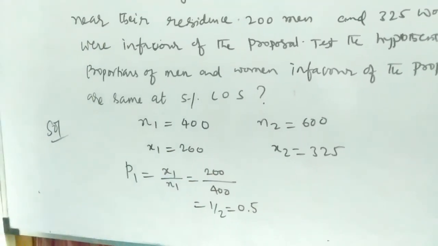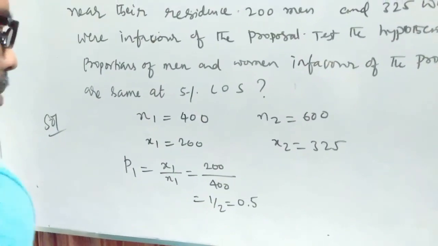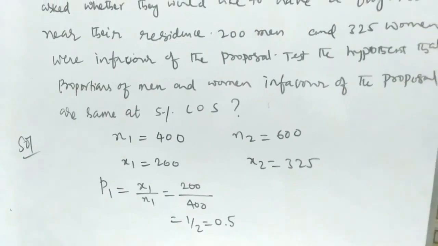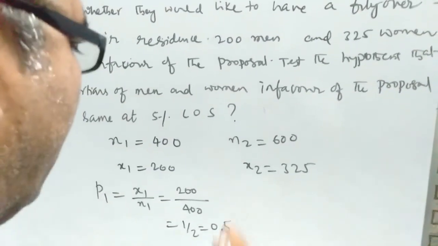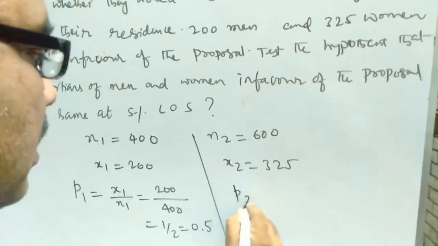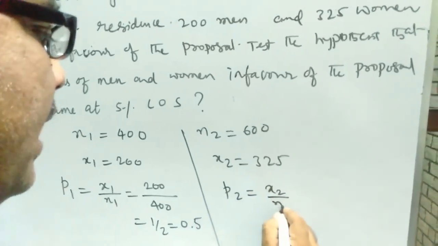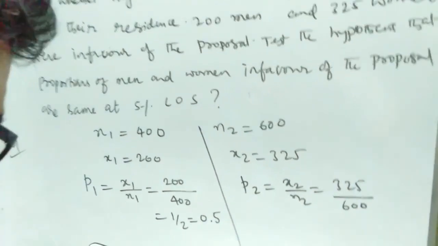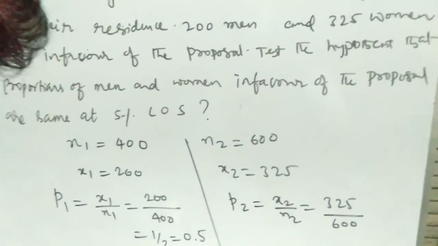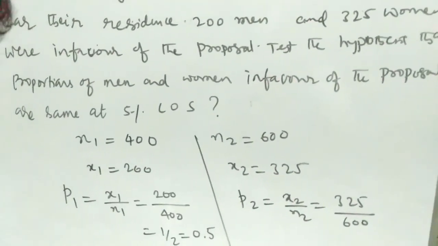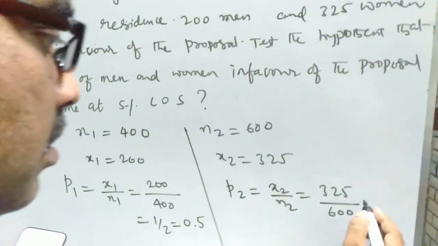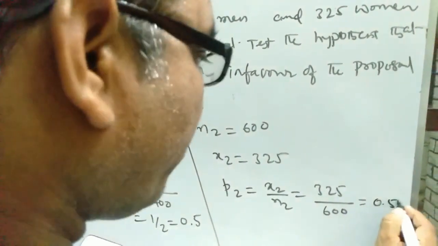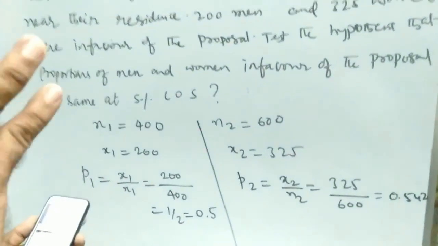P1 is the probability related to the decision of men, that is 0.5. Similarly, P2 is equal to x2 by n2. That is 325 candidates out of 600. So that value is 0.542. P2 is equal to 0.542.